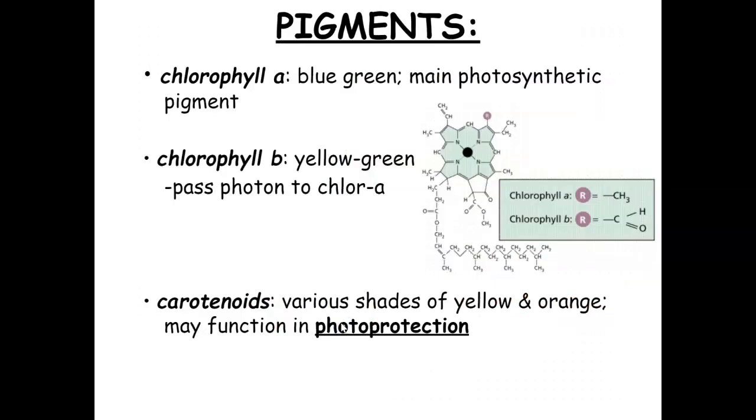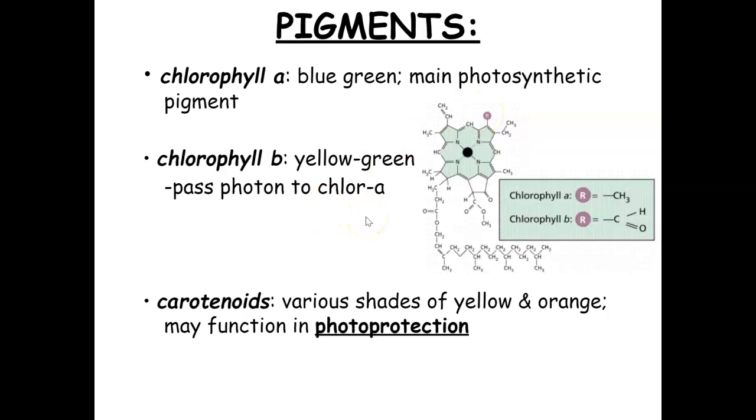Plants have pigments, lots of different kinds of pigments. Chlorophyll A is the main photosynthetic pigment. Chlorophyll A looks like this, with this R group being a methyl group. So this R group right here. Chlorophyll B is a very similar molecule. It also looks like this, but this R group is slightly different. This means they have different functions.